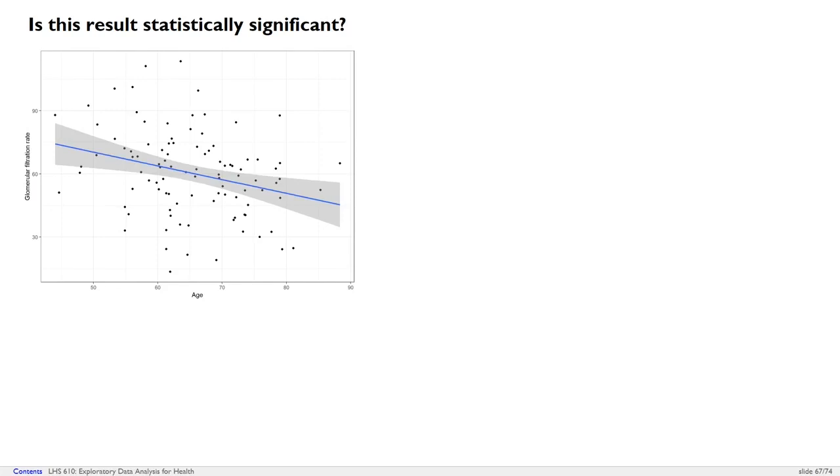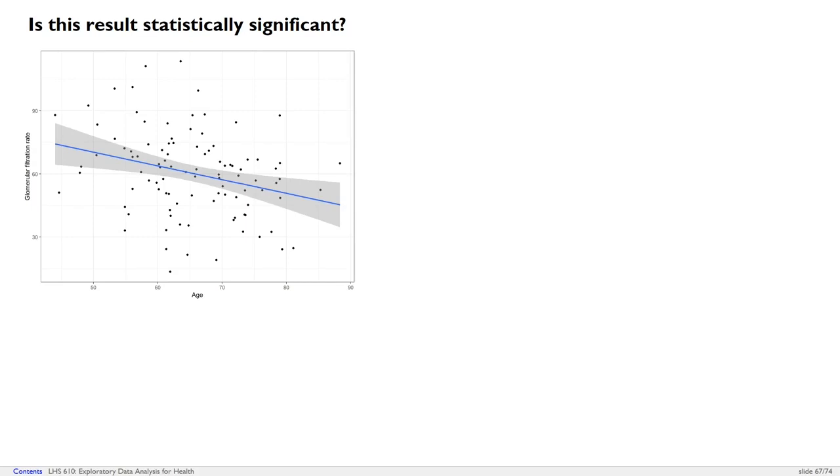And looking at the points and looking at the best line fit, it looks like as your age goes up, your glomerular filtration rate goes down. So it certainly looks like these results could be statistically significant.